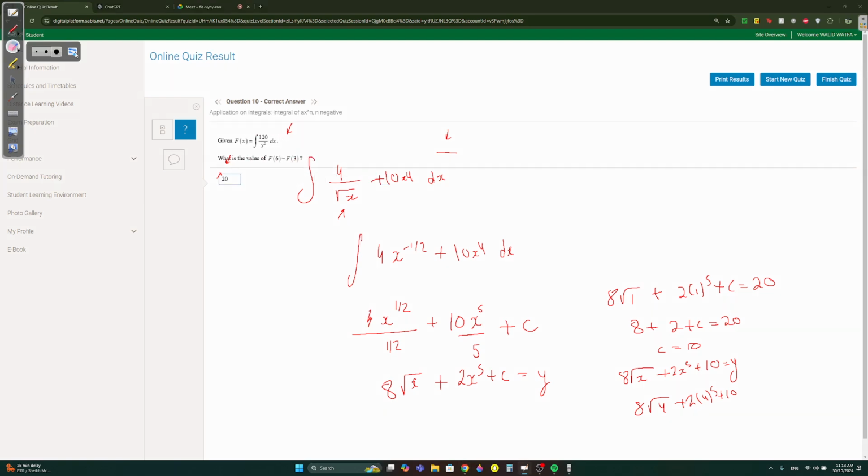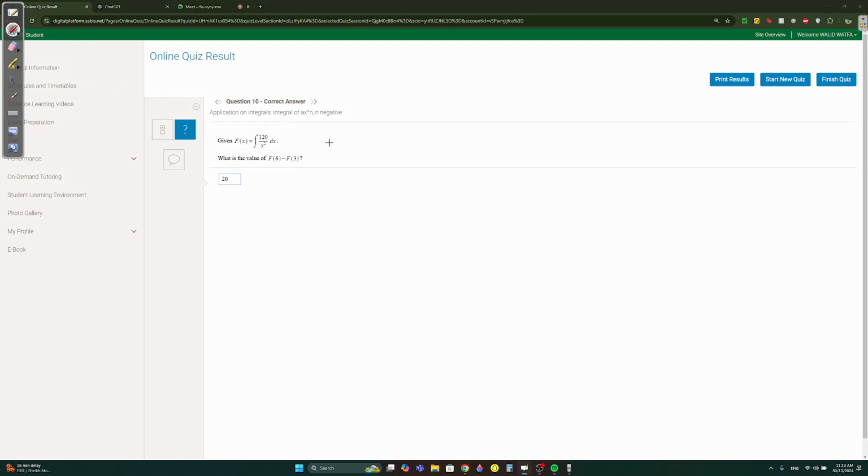Question 10. f of x is this. What's f of 6 minus f of 3? So we need to obviously integrate. When you're subtracting, you don't need c, because the c's are going to get cancelled. They're going to be plus c here, and plus c here. They're going to cancel because you're subtracting.